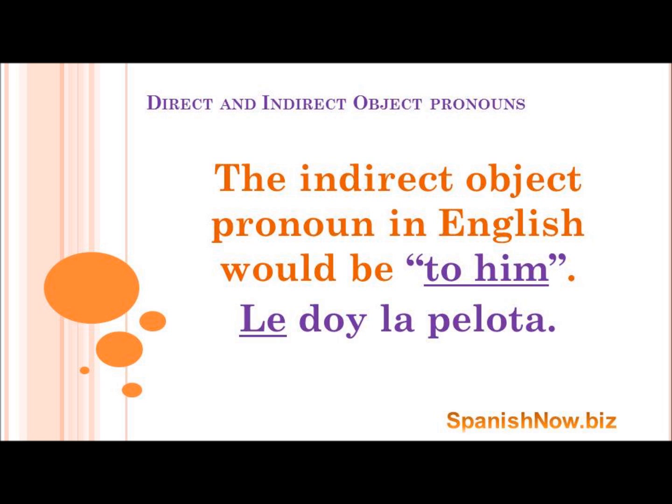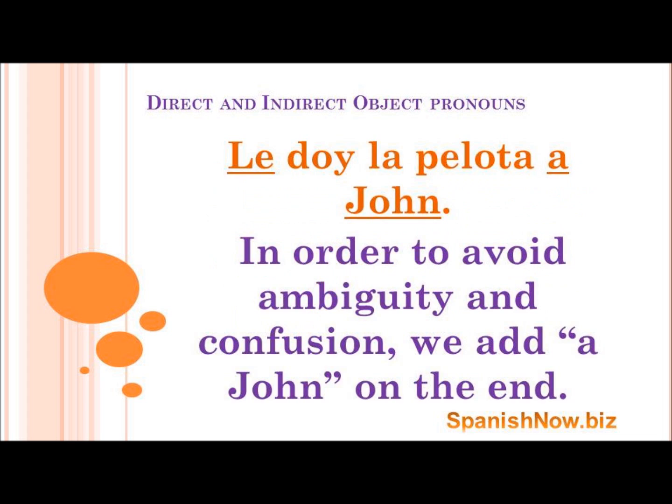Le doy la pelota. You can also say le doy la pelota a él. That actually might be better if the speaker might not know what you're referring to. Remember, context plays a huge key here. So in order to avoid ambiguity, we should add an a John on the end. Or in my case, I actually added an a él if I didn't know exactly who it was. So, le doy la pelota a él, I give the ball to him. Or le doy la pelota a John, I give the ball to John.